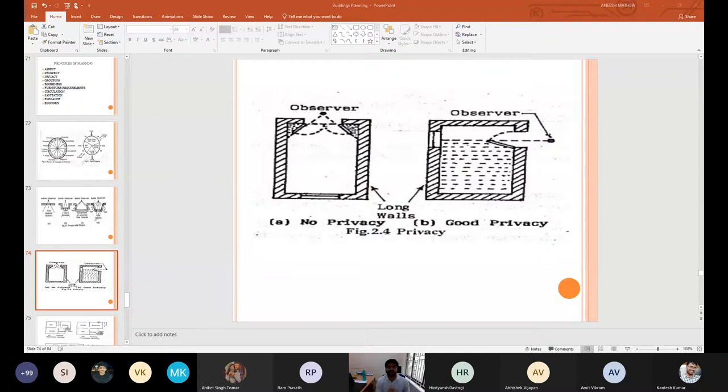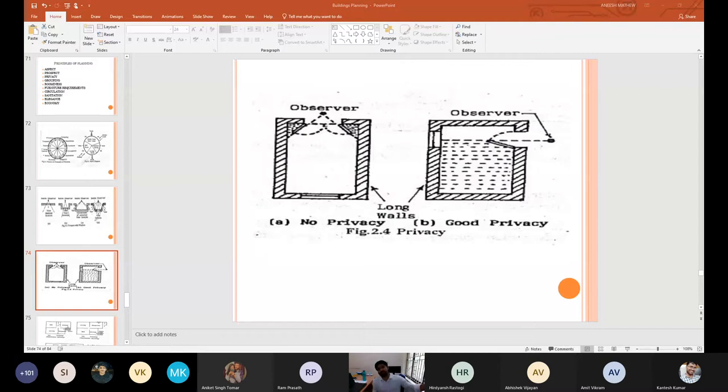In addition to that, we discussed how you can provide privacy within rooms, because internal privacy you can provide by using screens, shelters, shutters, and partitions. Somebody will use lobbies also, in order to provide maximum privacy. In addition to that, there is external privacy also.